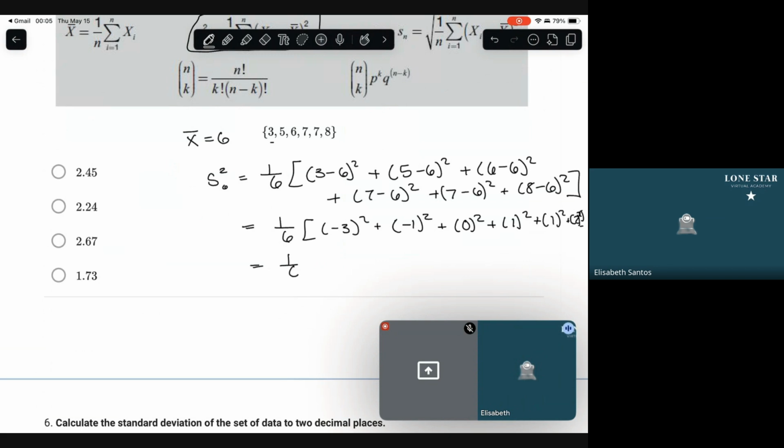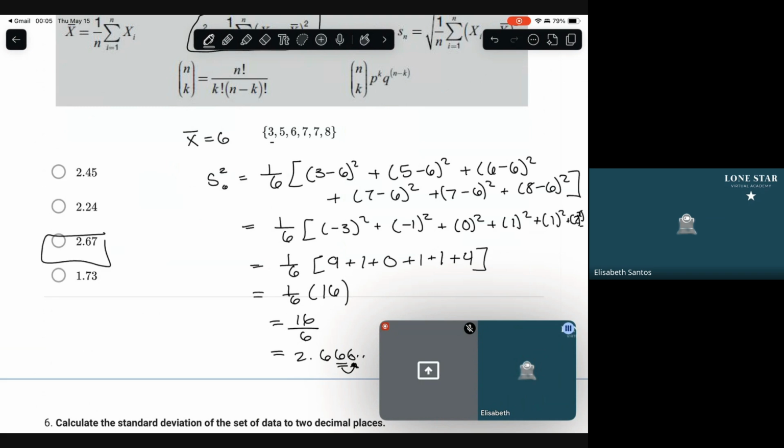Okay, and what that gives us when we square those is 9 plus 1 plus 0 plus 1 plus 1, and then plus 4. Add those up, we get 16, times 1 over 6, so 16 over 6. If you put that in the calculator, you get 2.6, and it's repeating. And we're going to go ahead and round to the hundredths place. Since that 6 is greater than 5, that becomes 2.67.